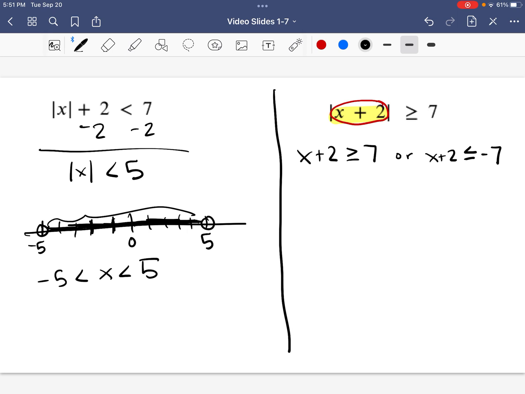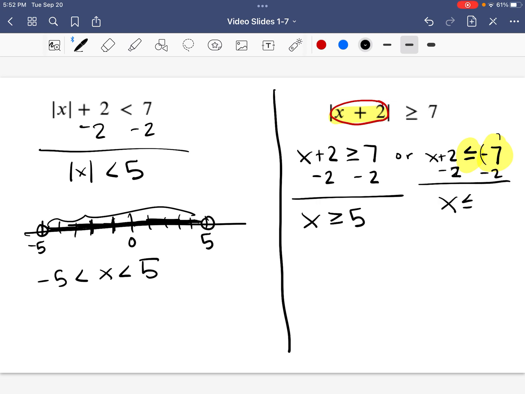Notice that when I do the opposite of the number, like if I use this opposite, I have to use the opposite sign as well. I have to flip my sign. So then I will solve separately these two inequalities. Subtract 2. So x is greater than or equal to 5, or, subtract 2, x is less than or equal to -9.